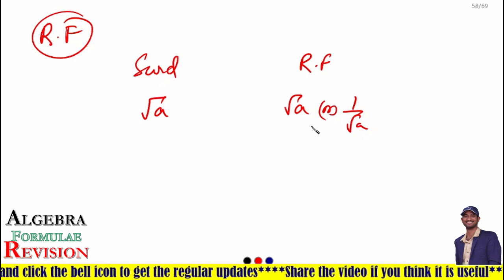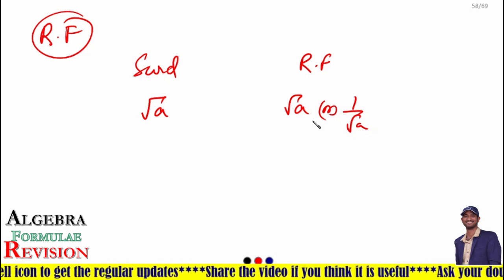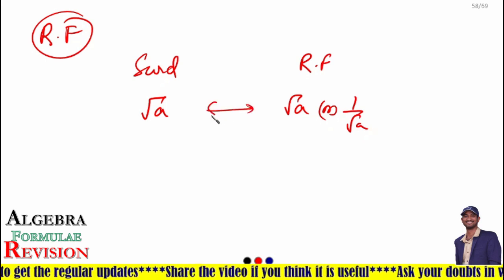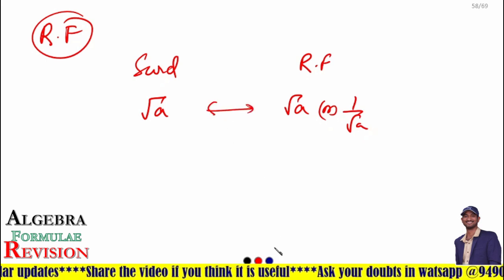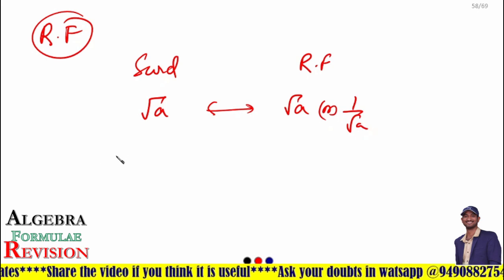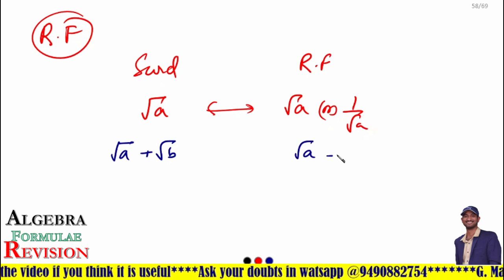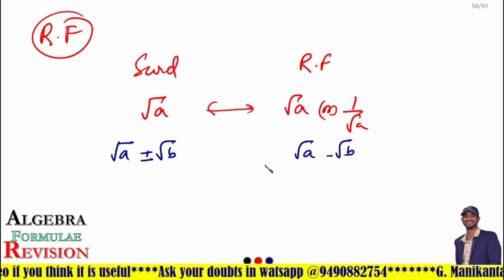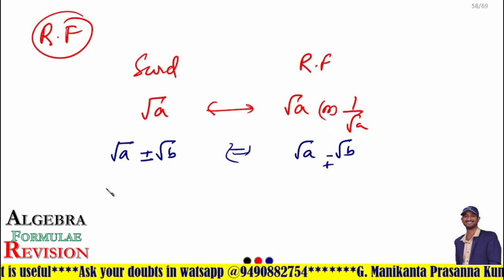How can you say that one number is a rational factor to a surd? The product of those two numbers is equal to a rational number, then only we can say that it is a rational factor. First, suppose, what is the rational factor for root a plus root b? It is equal to root a minus root b. If here minus, then here plus. Okay.